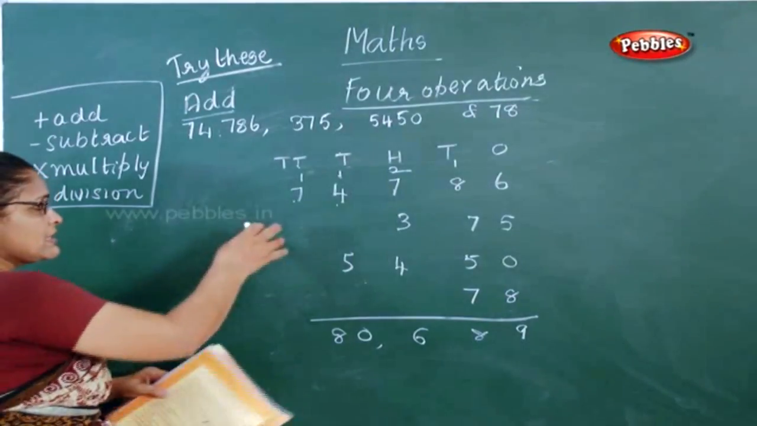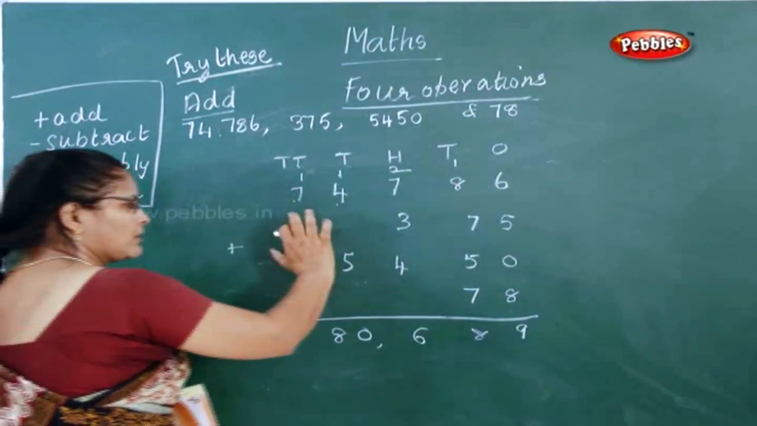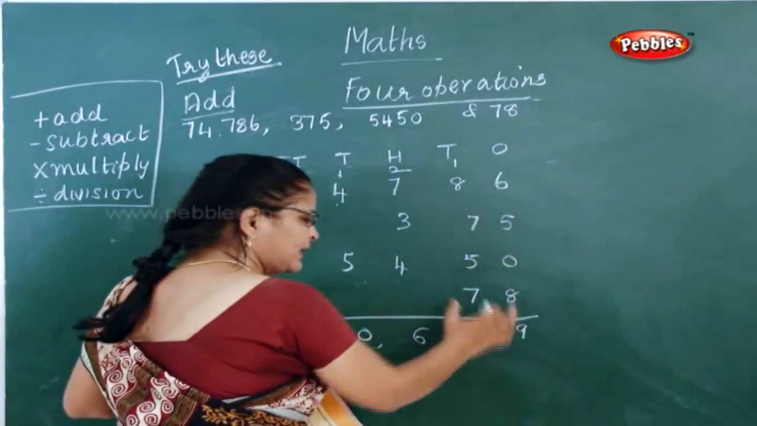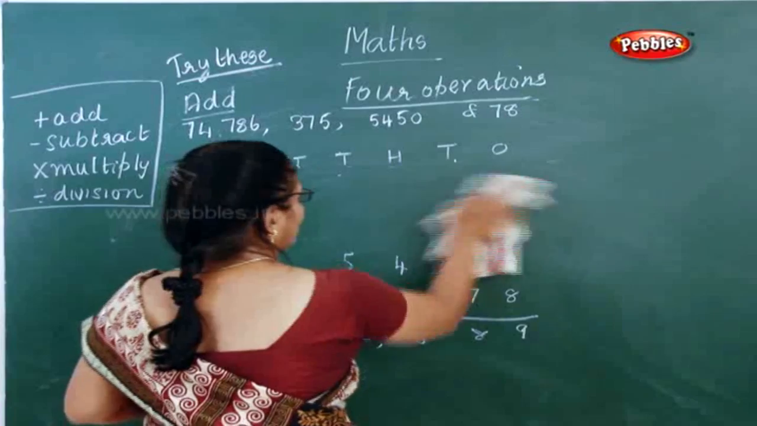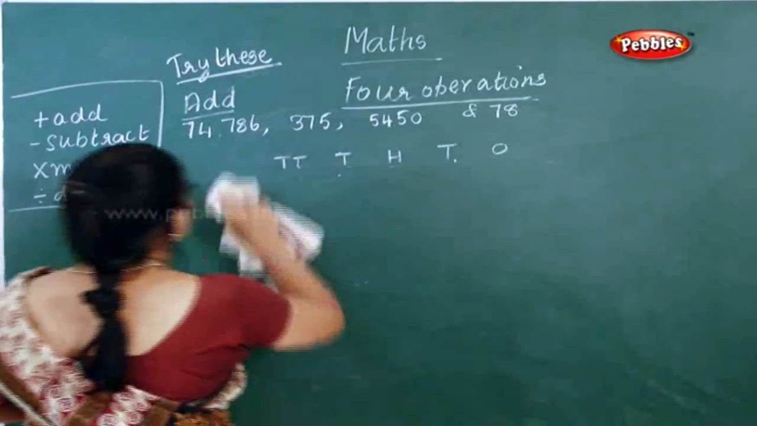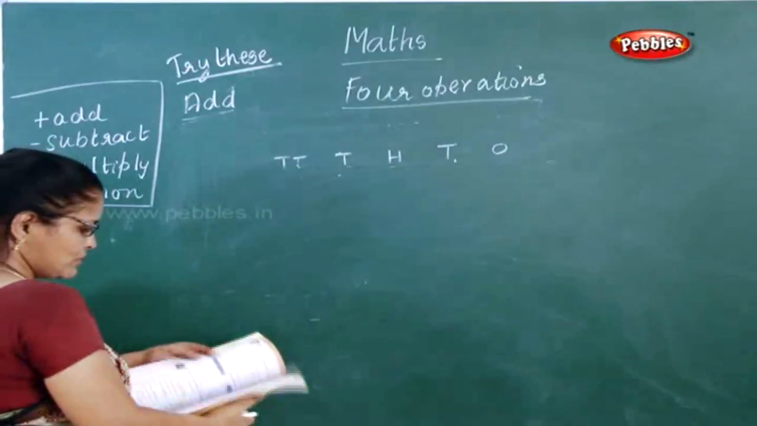80,689. So this is how, when the addition sums are given like this, you have to put it in the proper place value, add it and then you get the answer. Now one more sum you will do.